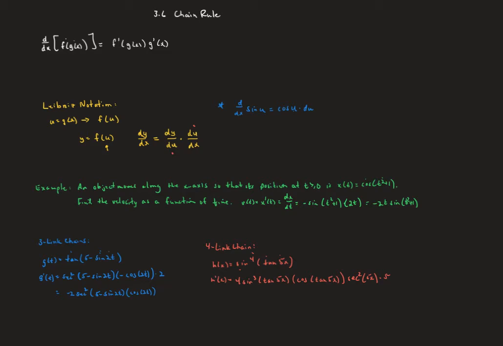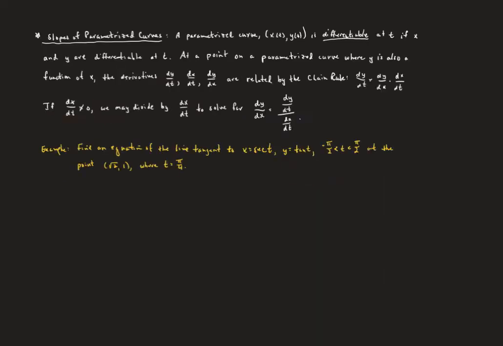So I don't think we can do a whole lot with that. We can bring that 5 in front with a 4 and make that 20 times sine cubed of tangent of 5x times the cosine of tangent of 5x times the secant squared of 5x. Whew, crazy. Well, let's go to the next, see what we have in store for us here.